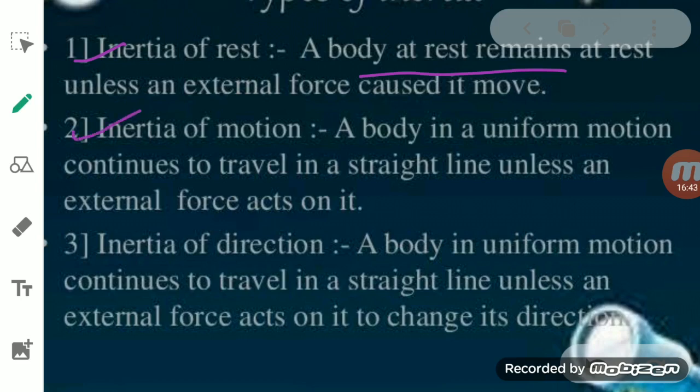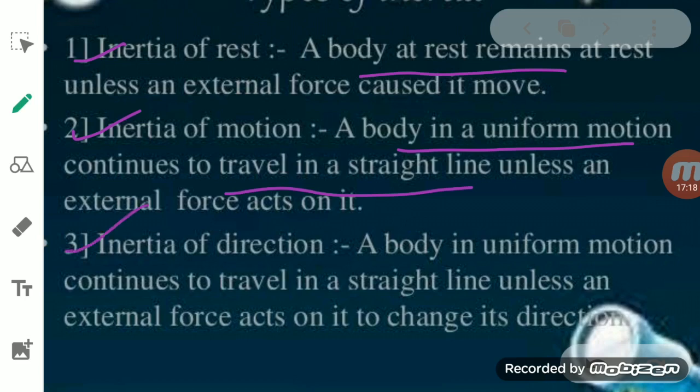Then inertia of motion. A body in uniform motion continues to travel in a straight line unless an external force acts on it. So if a body is moving, it will remain in that motion, or it will continue to show the uniform motion in a straight line until and unless again an external force is applied on it. That is inertia of motion.